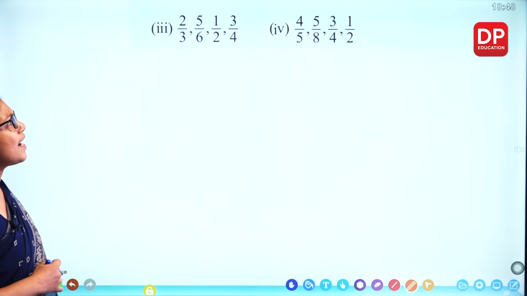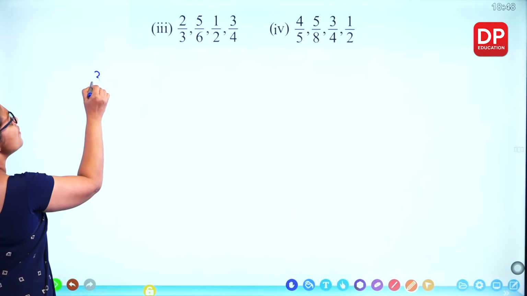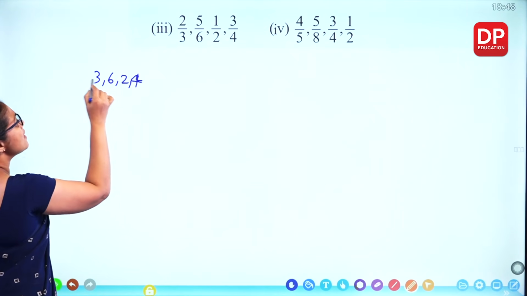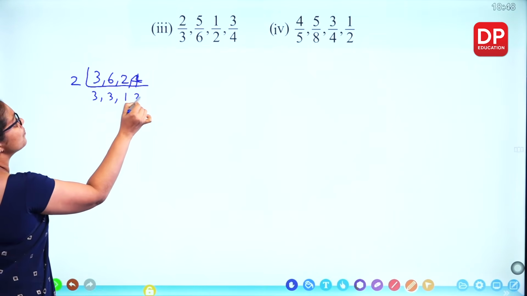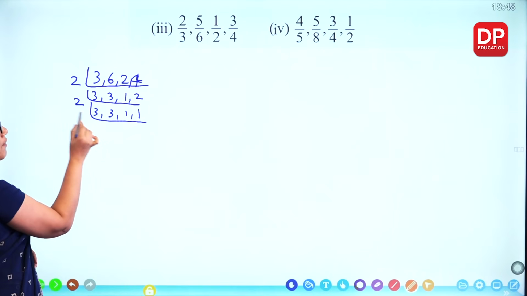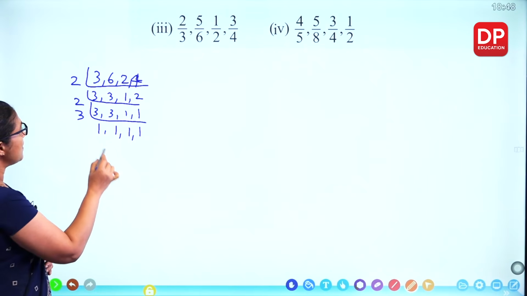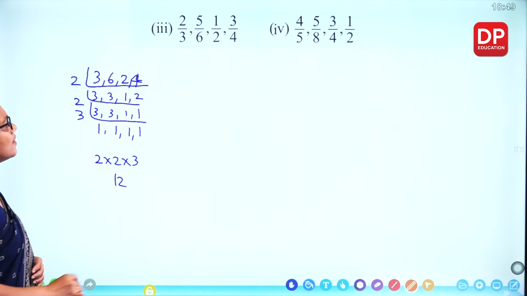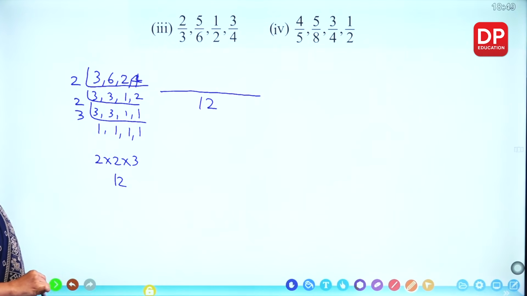So you have to find the lowest common multiple. So here when you take 3, 6, 2, 4, what's the lowest common multiple? You can divide by 2. You can divide by 2 again. You can divide by 3. So what's the lowest common multiple? 2 times 2 times 3. 4 times 3, 12. So you can convert all these fractions to the denominator 12.